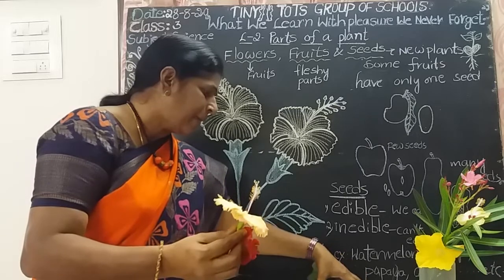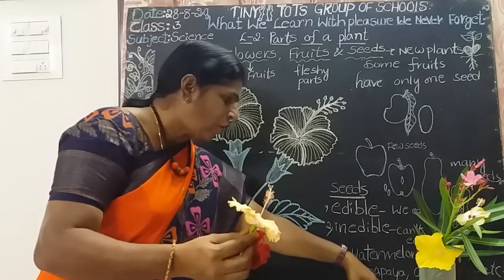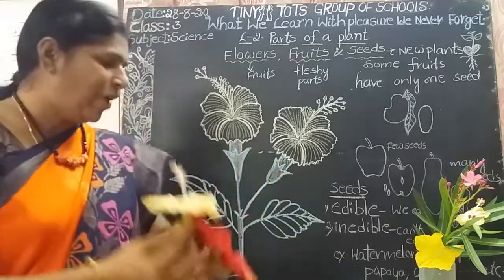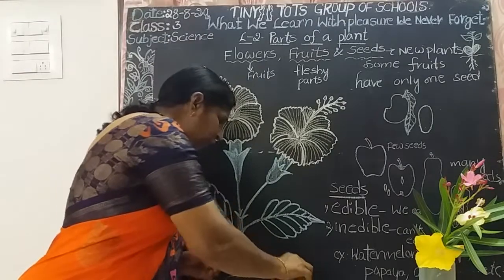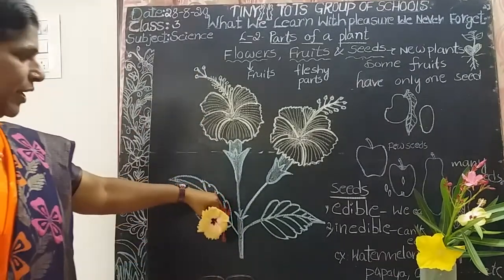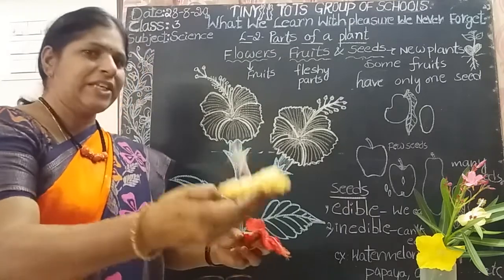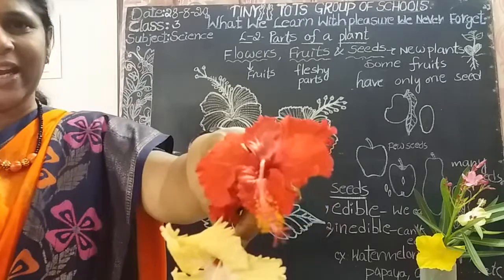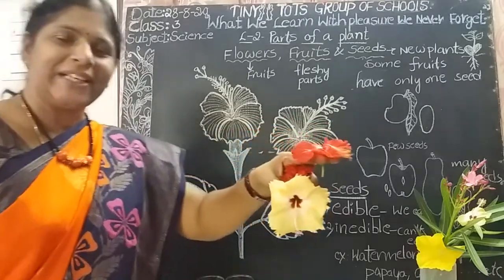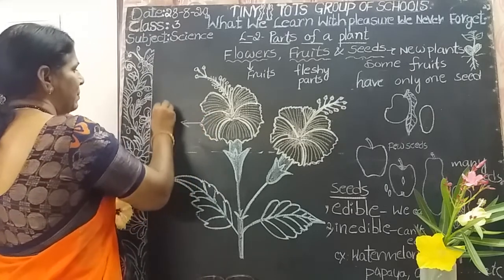The brightly attractive parts of a flower are called petals. What are called petals? The beautiful and colorful parts of a flower are called petals. See here, this is the light orange color, and this is the red color. All these bright colored parts are called petals. What do we call petals?